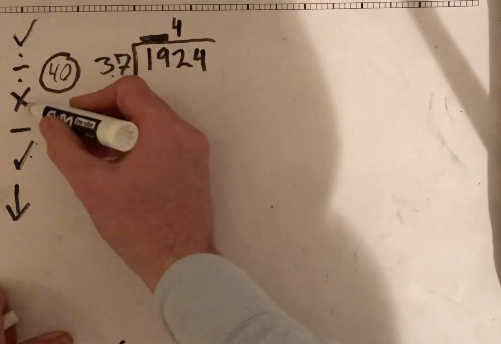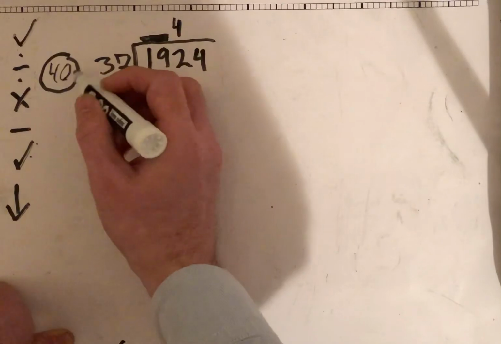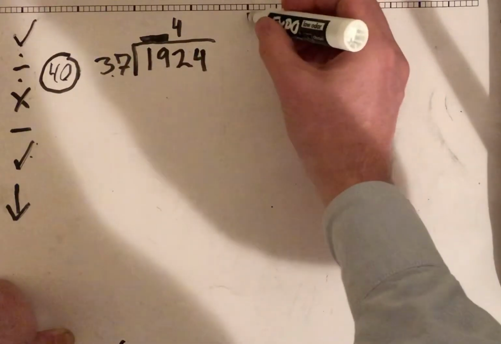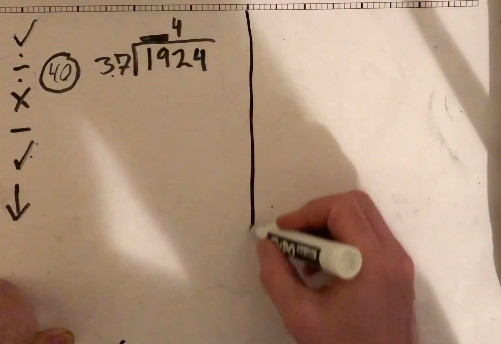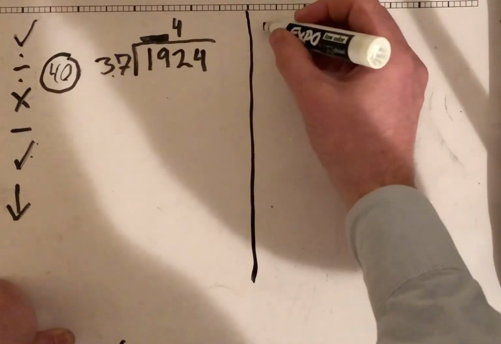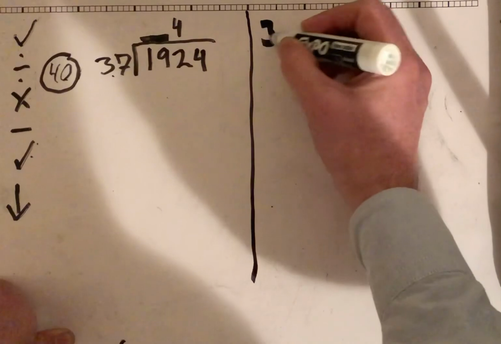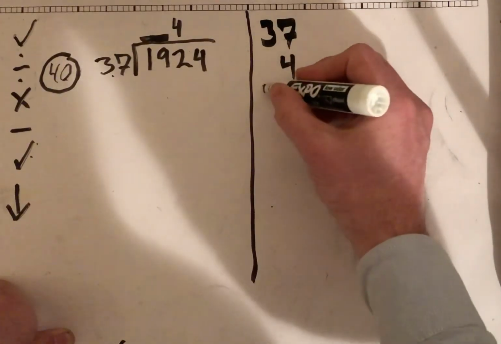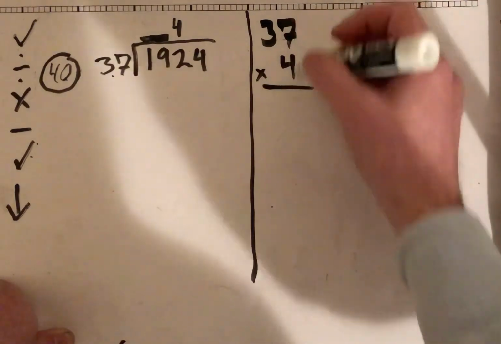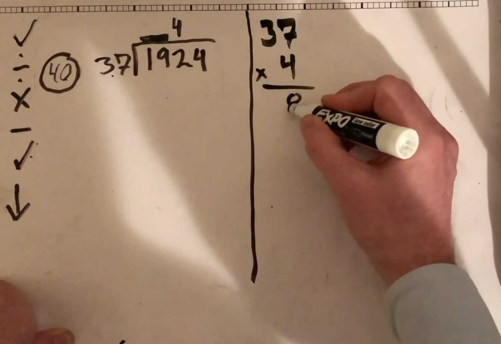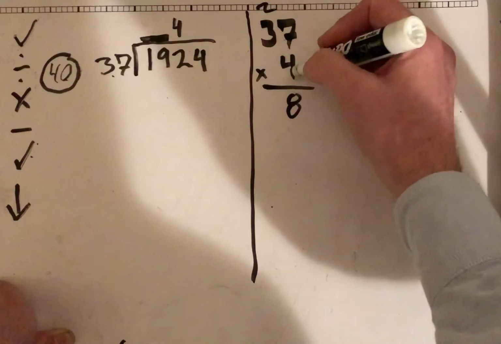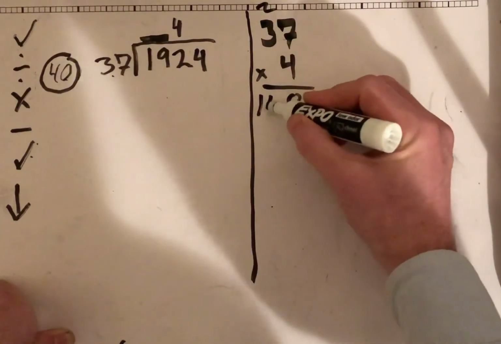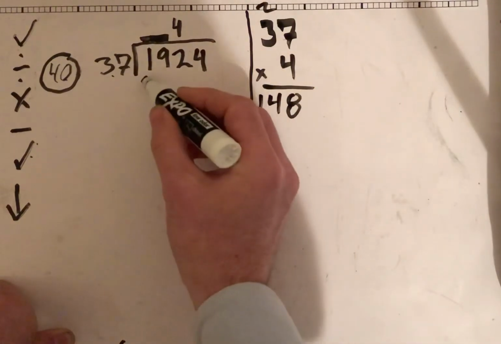But now that I get to my multiply stage, I don't want to deal with my 40. I want to deal with my 37. And as I told you, I don't know my 37 facts. So I'm going to give myself some space to do some multiplication. 37 times 4. Well, 4 times 7 is 28. I put the 8 down, I put the 2 up. 4 times 3 is 12, plus 2 is 14. And I've come up with 148.